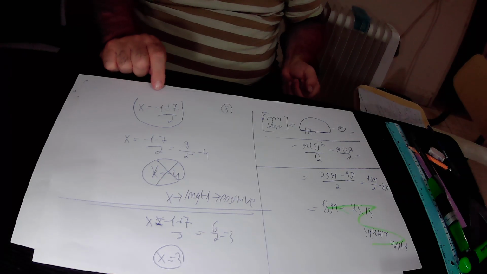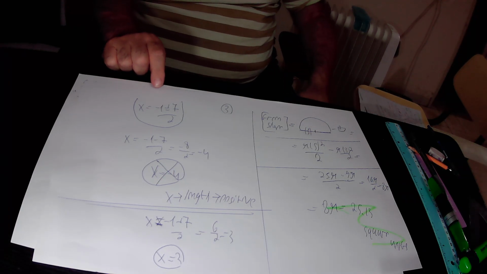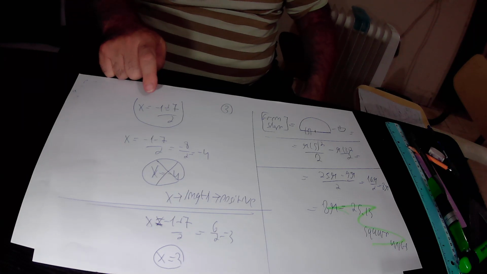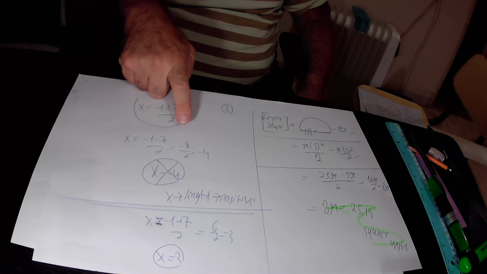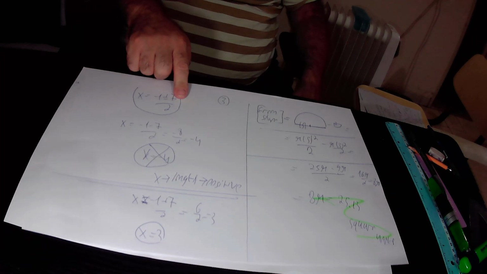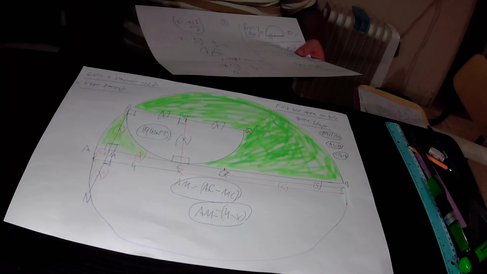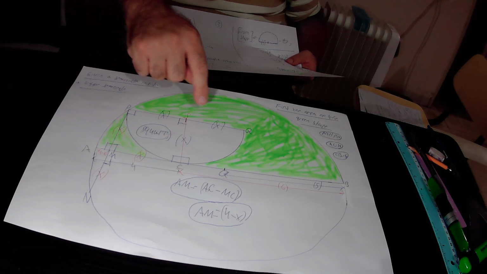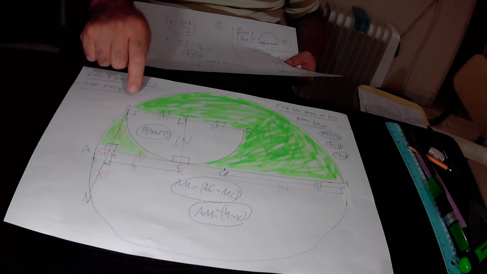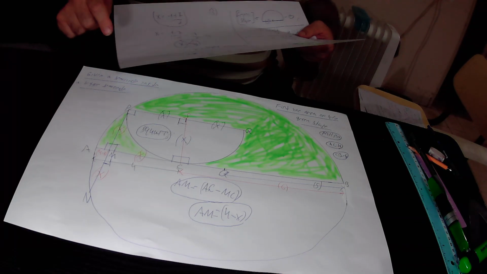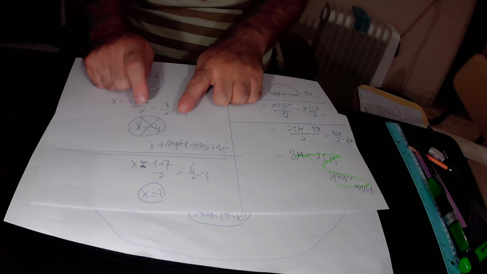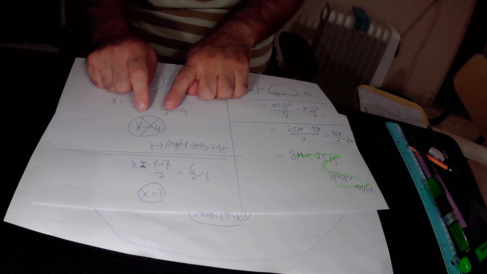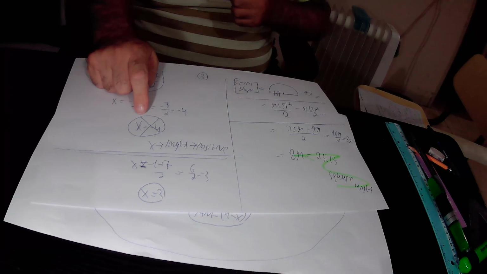So here we have two possible solutions for x. The first solution is x equals minus 1 minus 7 over 2. Minus 1 minus 7 is minus 8, and minus 8 over 2 is minus 4. So according to the first solution, x equals minus 4. But because x is the radius of this small semicircle, x is a length, and as a length it must be a positive number. It can never be equal to minus 4, a negative number. So we cancel this first solution for x, and we take into account only the second solution.